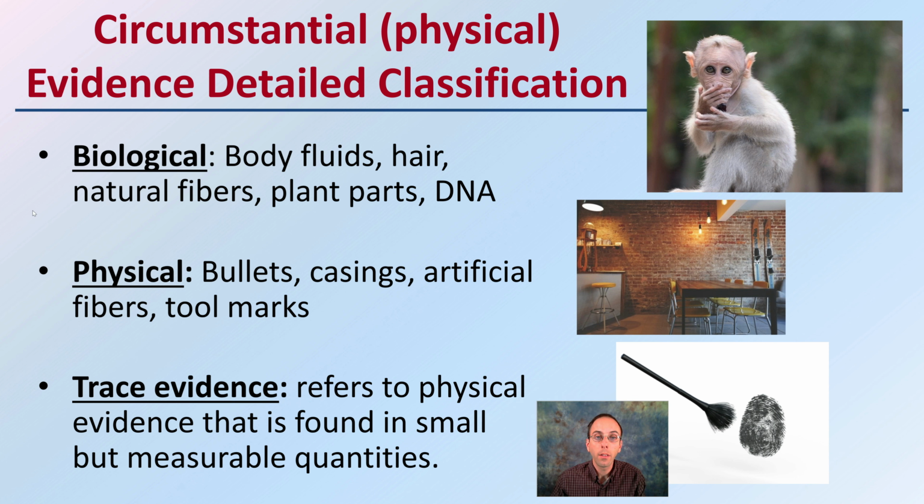Well, we have biological evidence that can include body fluids, hair, natural fibers, plant parts, and DNA. Then we have some physical components that could be like bullets or casings or artificial fibers or tool marks. And then we get into trace evidence. This refers to physical evidence that's found in small but measurable quantities. It's up to the investigator to not only identify what to look for, but to also find them and collect them in a way that preserves them so they can be used and entered as evidence for a crime scene.